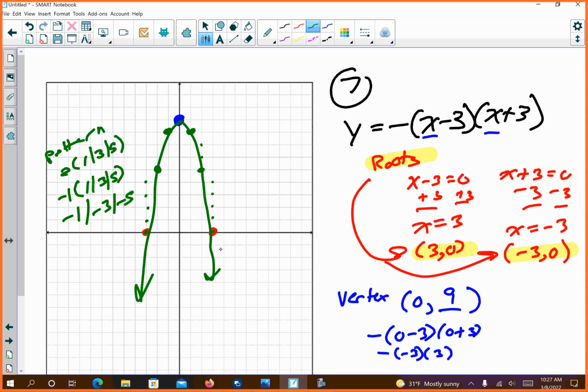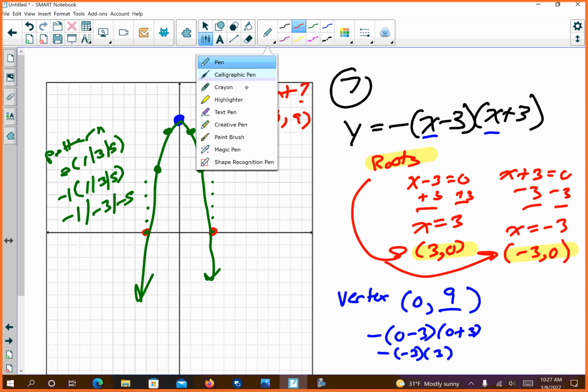So do I know the y-intercept? I do. My y-intercept happens to be the same thing as the vertex, which was 0 comma 9. So that's another highlighted part.